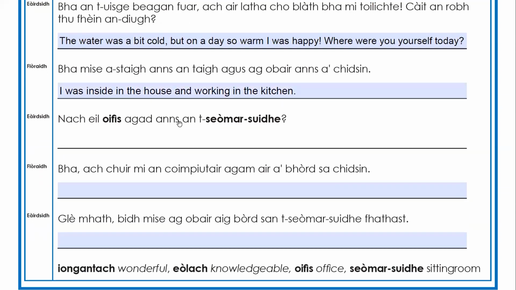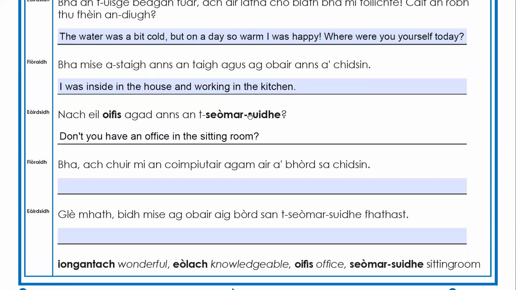Nachel office agad ans an chama suya. Nachel office agad. Don't you have an office in the sitting room? Sometimes you'll see an H put on suya here in the dative case. You see both done, ans an chama with huya or ans an chama suya.